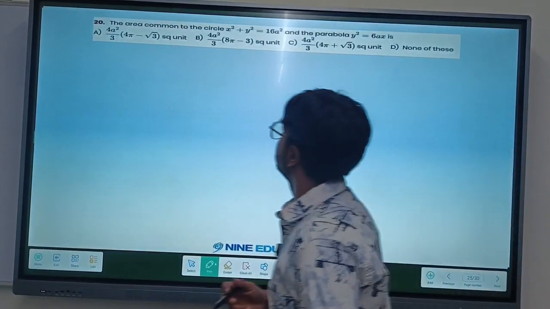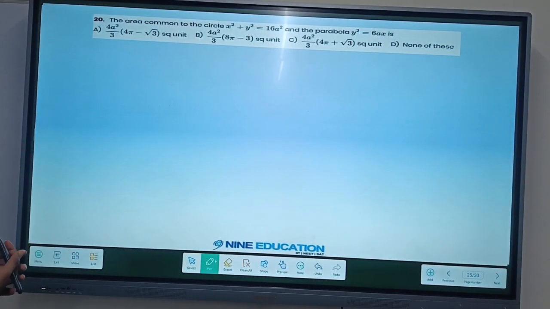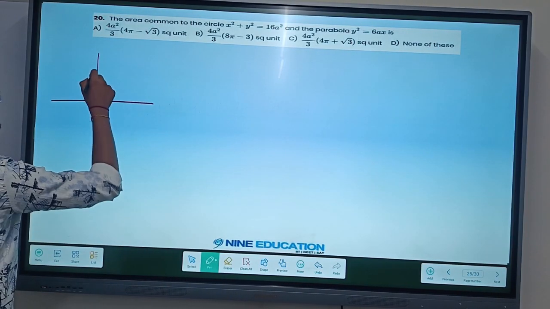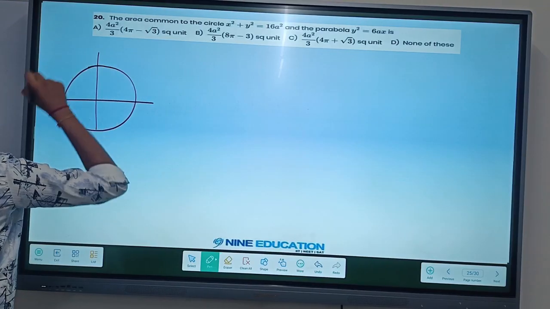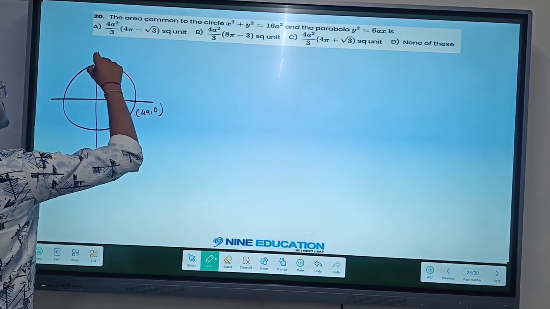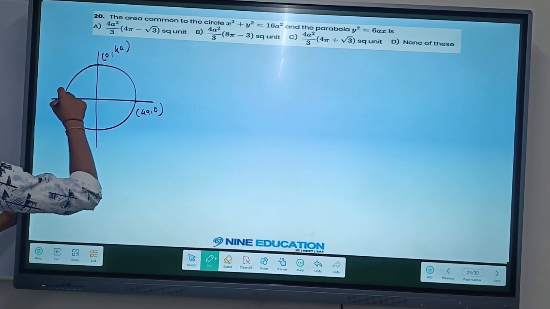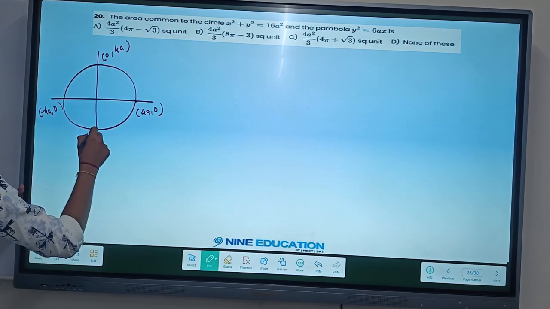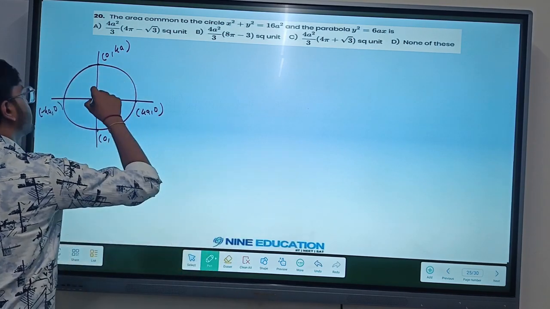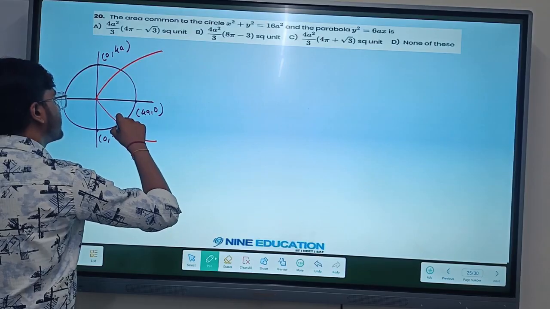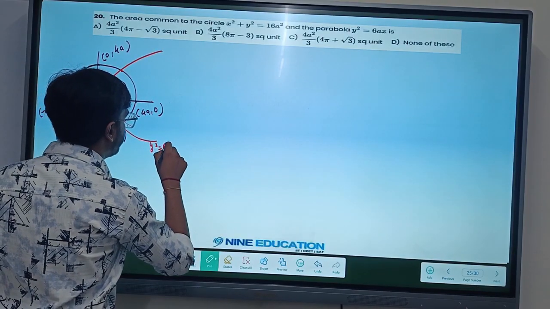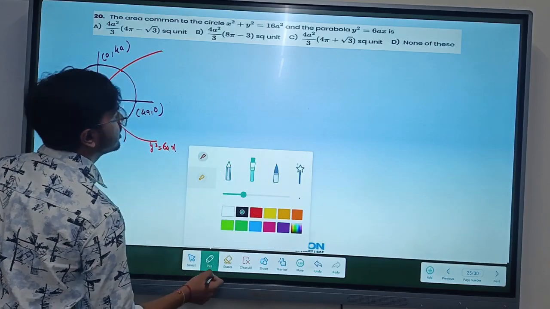Alright, question number 20. The area common to the circle x square plus y square equal to 16a square and y square equal to 6ax. So we have circle x square plus y square equal to 16a square. Let's say this is the circle. So this will be 4a comma 0, this will be 0 comma 4a, this will be minus 4a comma 0, and this will be 0 comma minus 4a, and the parabola y square equal to 6ax. How is the parabola y square equal to 6ax? This is the parabola y square equal to 6ax. If I want to find the point of intersection, in place of y square I will keep 6ax.